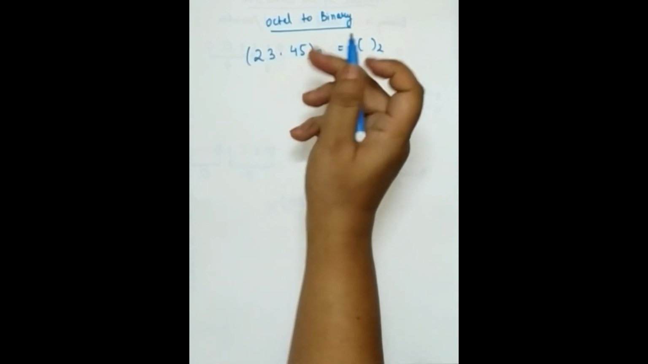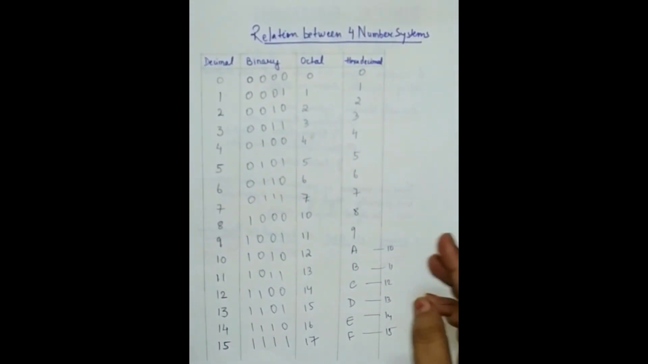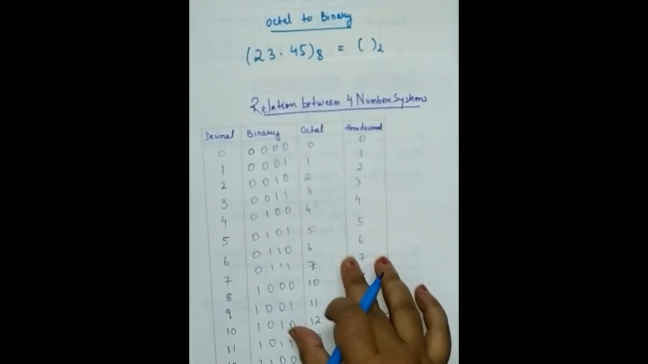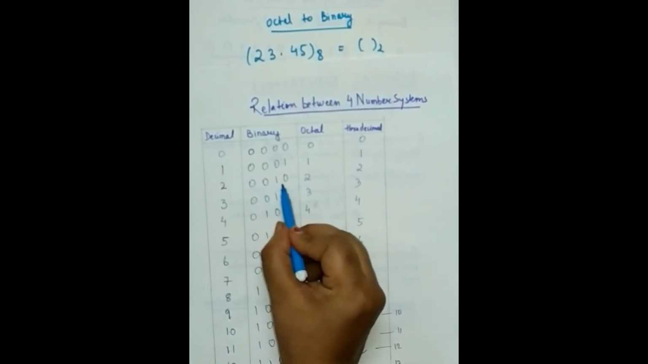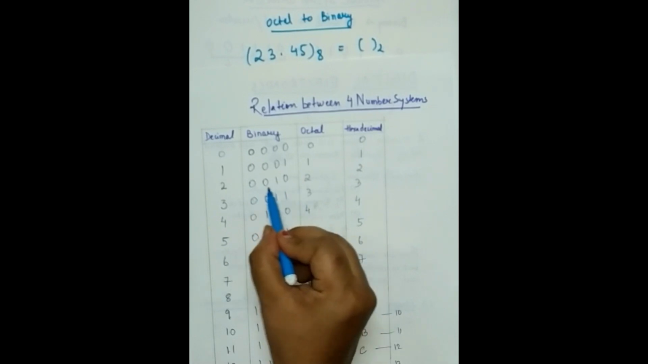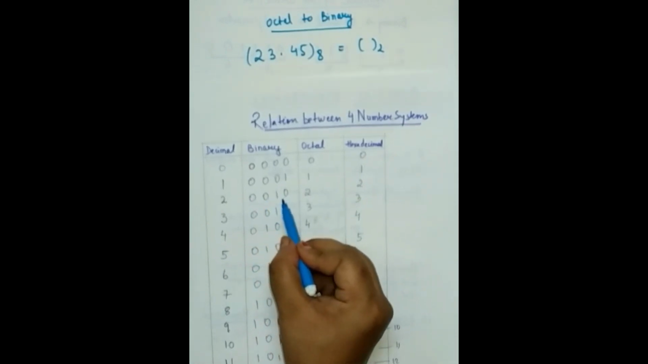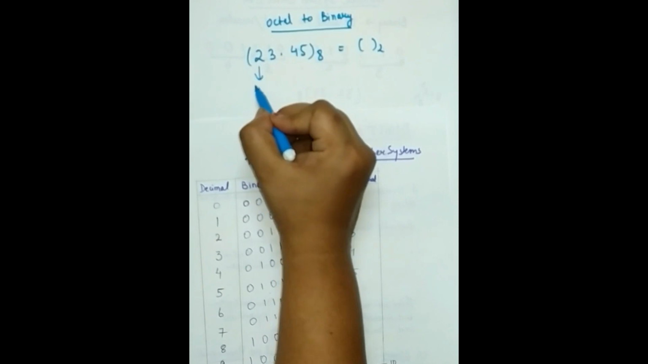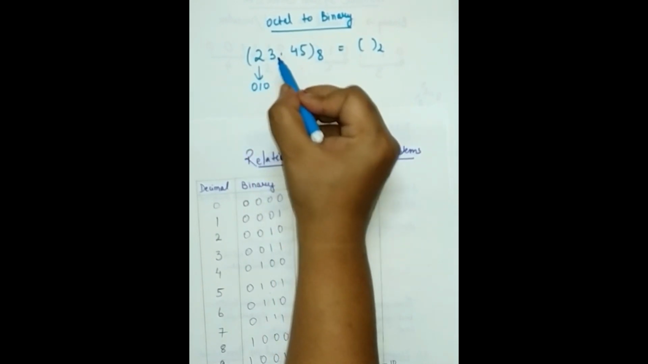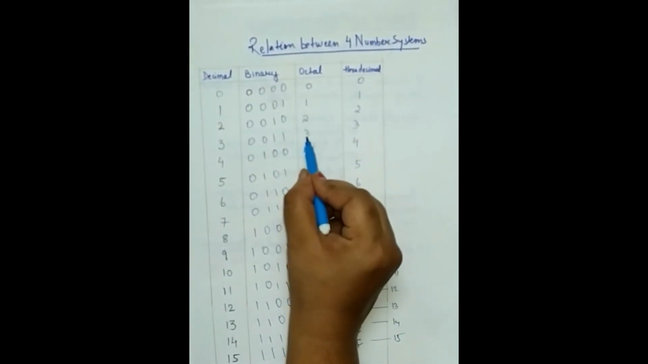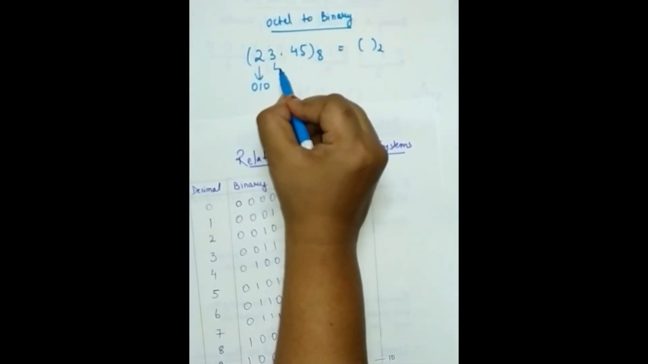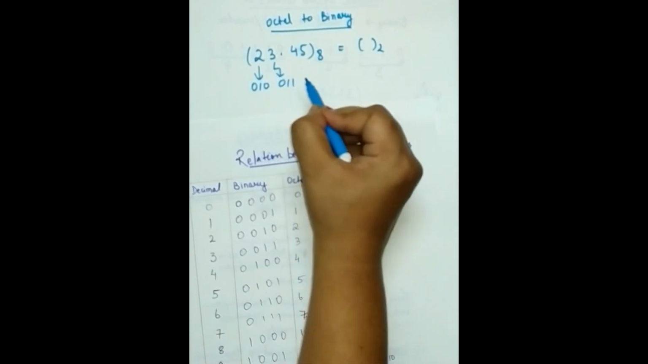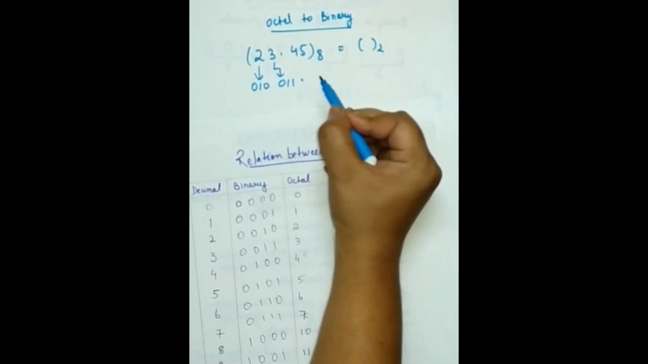One by one you do. I'll show you what you have to do. You can take this table, or if you remember it is very good. So you have 2 here, so 2 equals to how much? 0 1 0 in 3 bits. So you will write here this is equal to 0 1 0. Now see this 3. Again this 3 equals to 0 1 1. Now I'll put a decimal over here because we have a decimal.